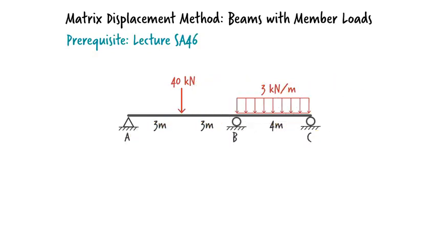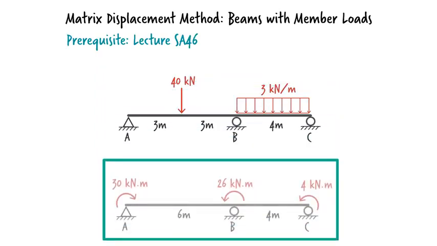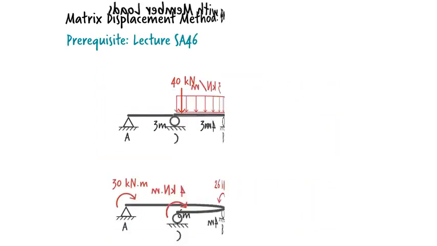The basic idea behind this revised formulation is rather straightforward. When analyzing member loads, we simply replace them with their equivalent joint loads, then proceed with the analysis as was described in the previous lecture.